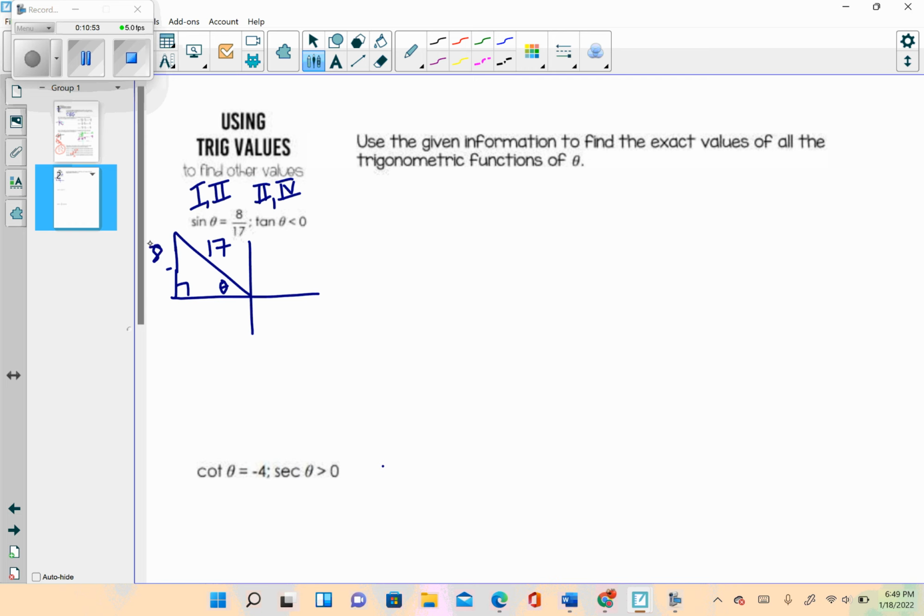Okay, 8 over 17. I need to find all the other trig values, so I might as well just reverse Pythagorean theorem. So 17 squared minus 8 squared, and take the square root of that. It's going to kick out 15 in your calculator, but this is on the negative x-axis, so that has to be a negative 15. That's really, really important. Okay?